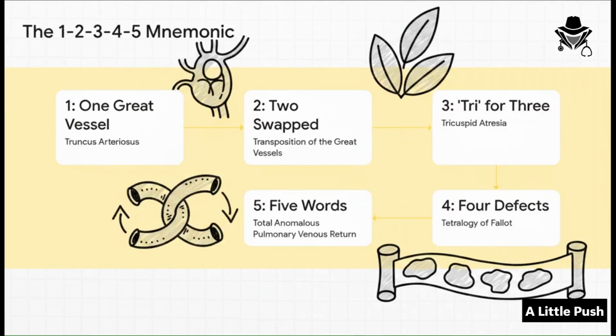This is our whole roadmap, all on one slide. Every single number points to a specific condition, which makes this list so easy to remember when you're under pressure. Just think, 1 great vessel, 2 vessels swapped, try for 3, 4 defects, and 5 words. Simple, right? Let's break it down piece by piece.